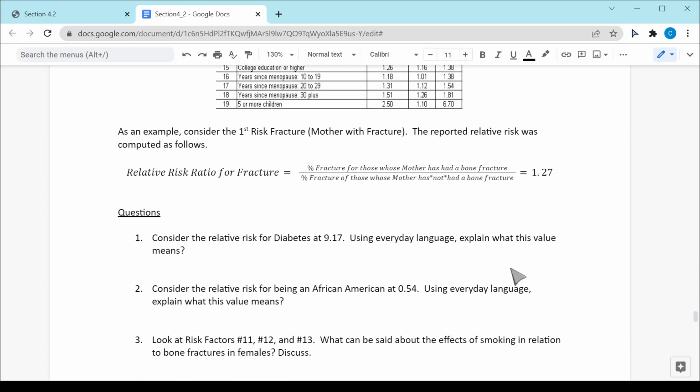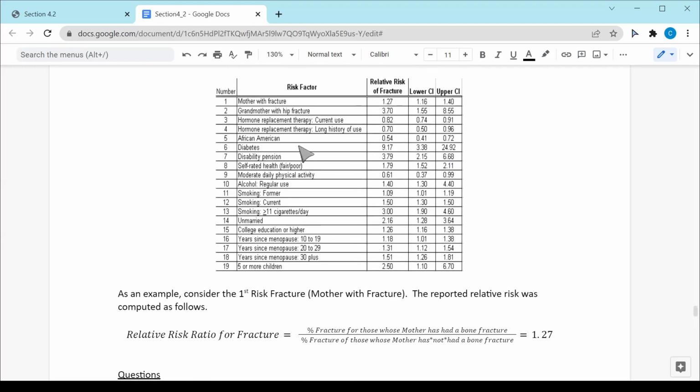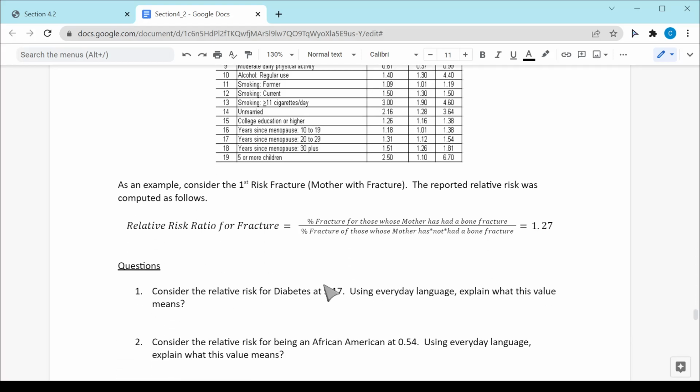So what that means is, of all of these 19 risk factors, diabetes is the most important or most indicative of bone strength in postmenopausal women. And if you have diabetes, your risk goes way up.